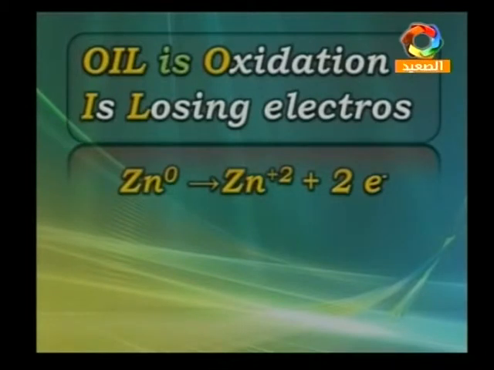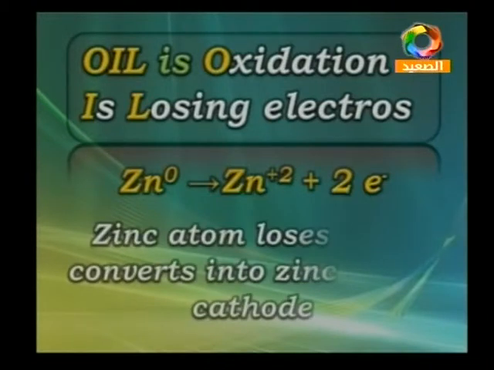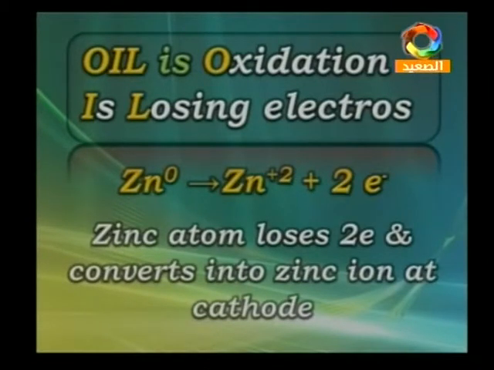It's very important to know any element I have, metal or non-metal, that loses or gains electrons and changes into a positive ion or negative ion. It's very important to know this. After that, the zinc atom loses 2 electrons and converts into a zinc ion, at the cathode. What's meant by cathode? Cathode means negative pole, and we will illustrate it after a period of time.